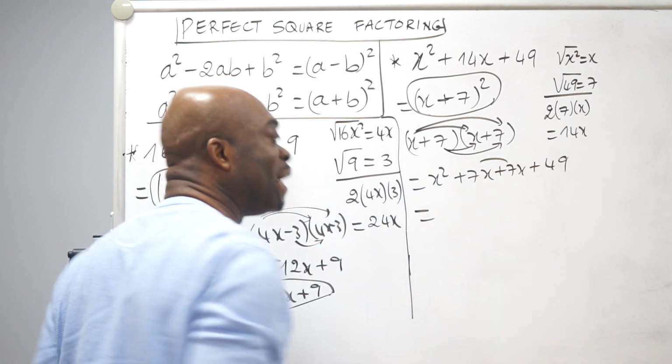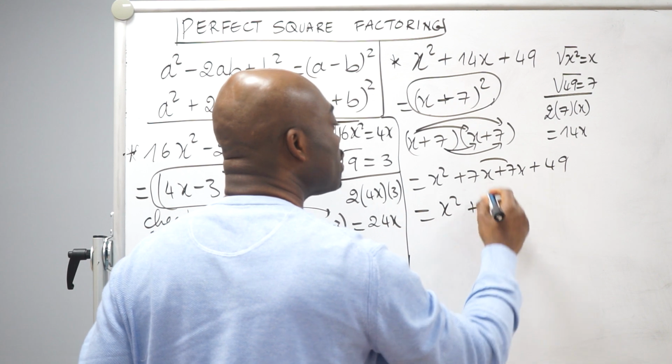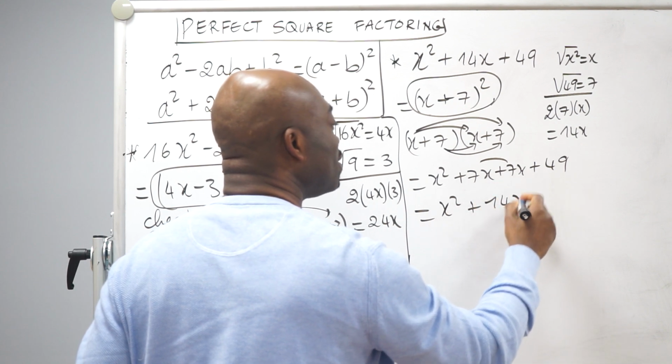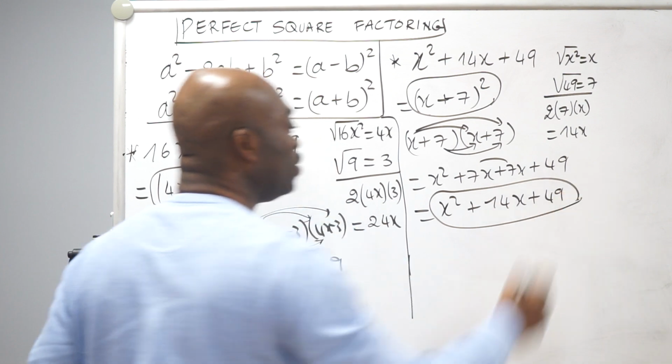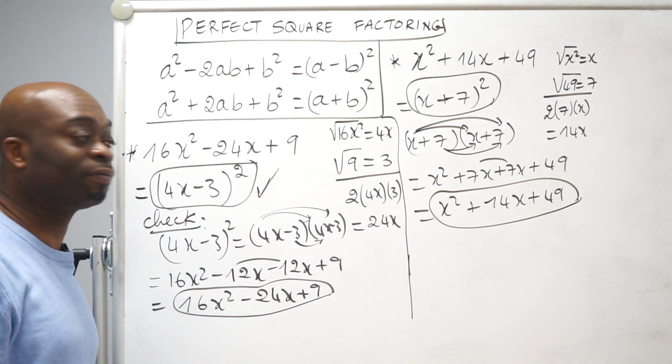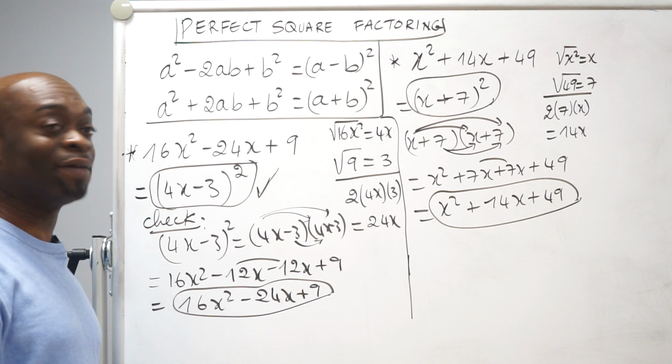And then you have to combine like terms in the middle. So you end up with x squared plus 14x plus 49. And you are finished. So you are finished, and so you're good.